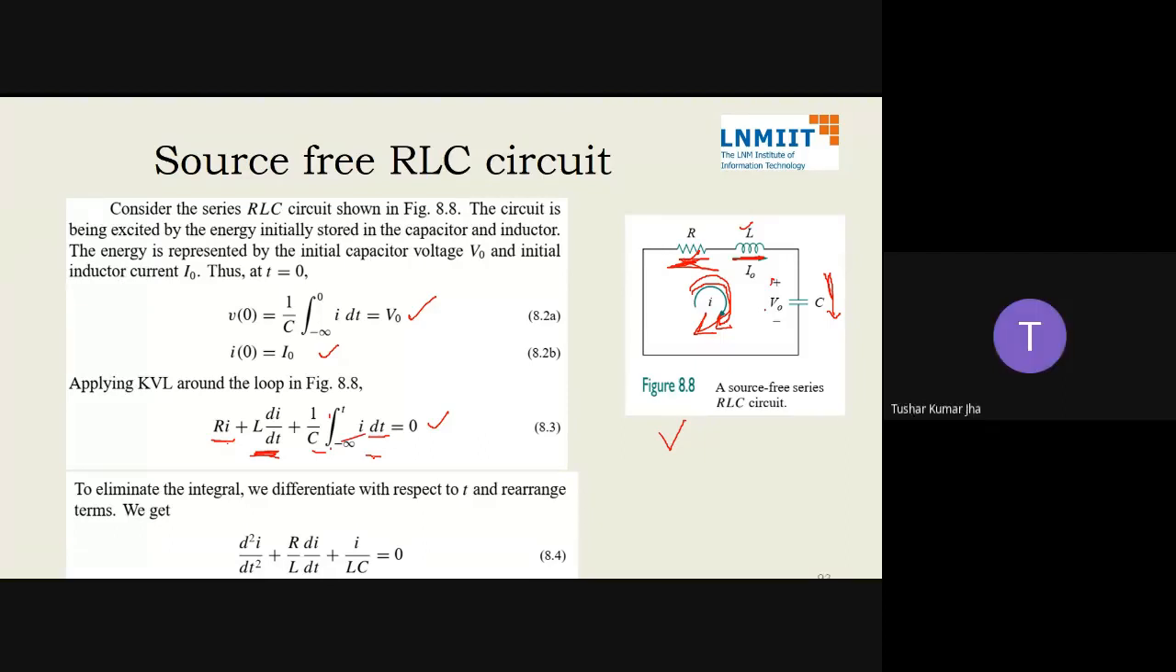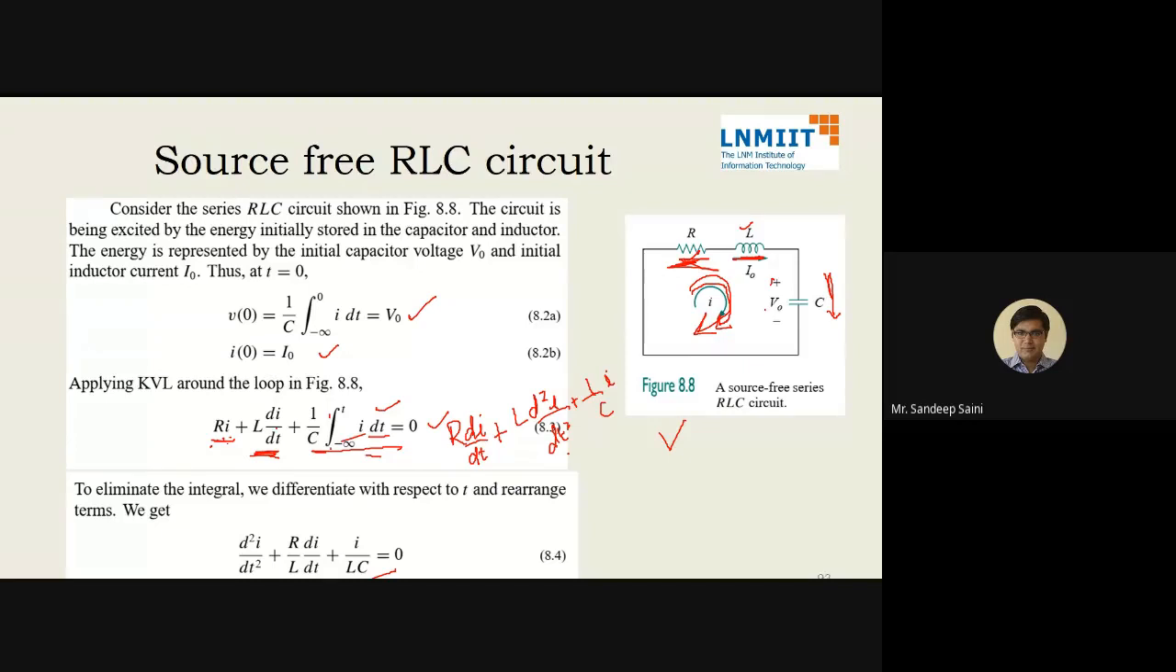Yes, sir. Now because I have an integration term, I should not keep it, so let us differentiate. When I differentiate, R into I becomes R into di by dt, plus L di by dt differentiation will be L d square I by dt square. And the differentiation of the integral term will be I by C.